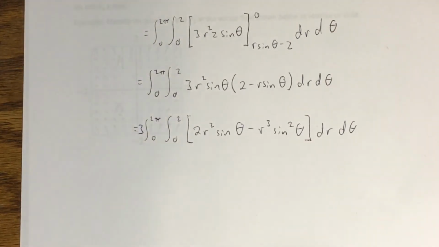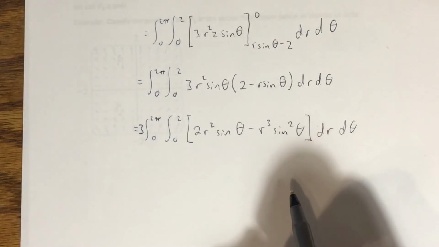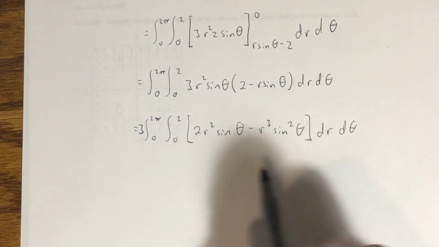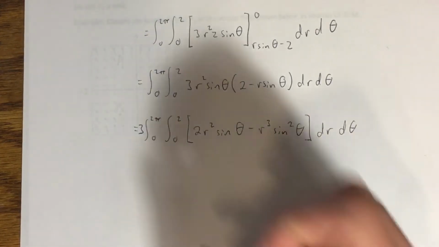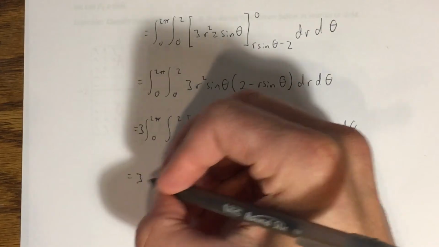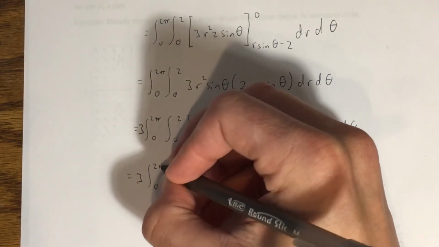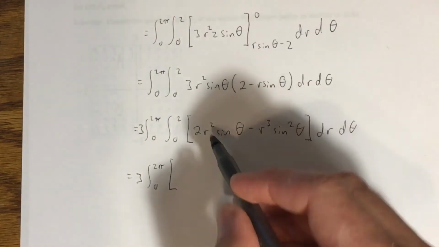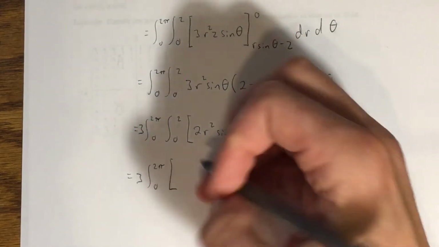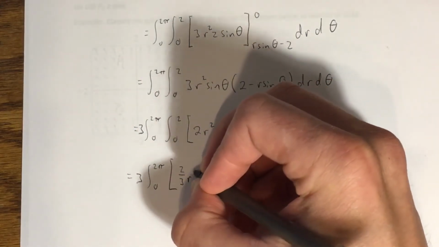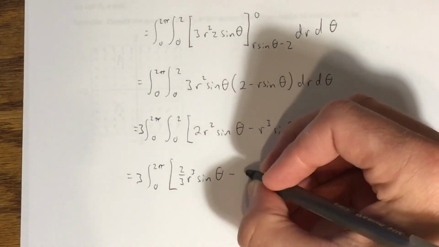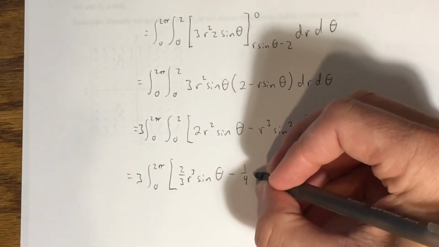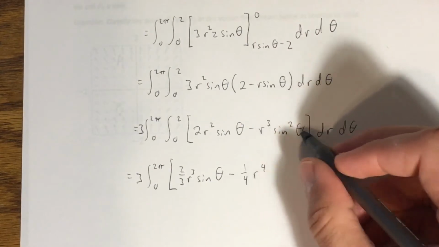Okay. Now let's see. I'm integrating with respect to r next, so let's deal with that. 3 integral from 0 to 2 pi. This will become 2/3 r cubed sine of theta minus 1/4 r to the 4th sine squared of theta.